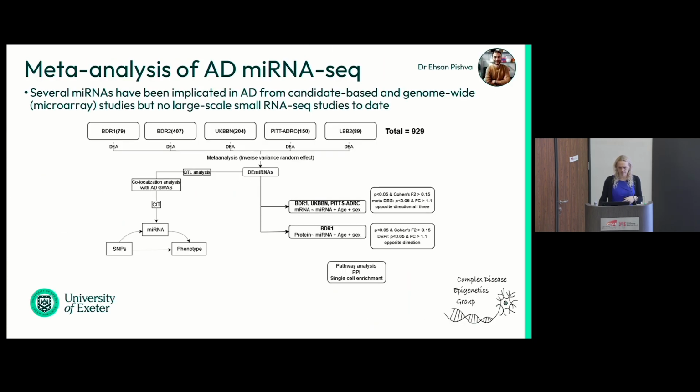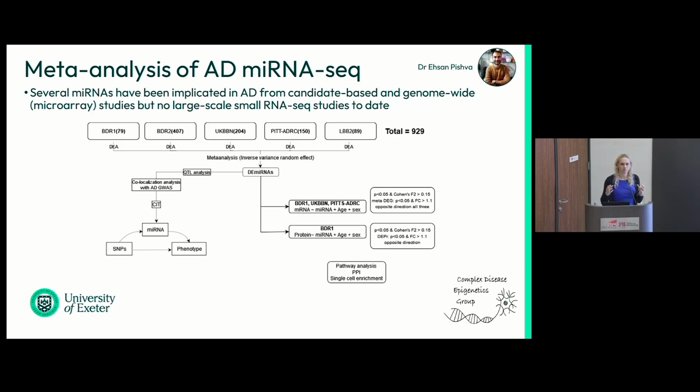And then finally, I just want to finish up by talking about some microRNA sequencing. So most of our research data has been on DNA methylation. But in the last few years, we've also got interested in looking at other epigenetic mechanisms. So microRNAs are another epigenetic process that can regulate gene expression. We know that there have been several candidate studies that have identified microRNAs which are really robustly associated with Alzheimer's disease.